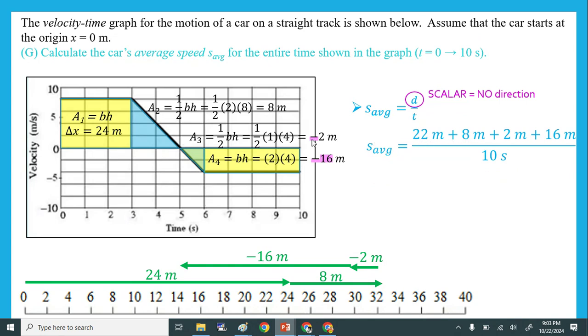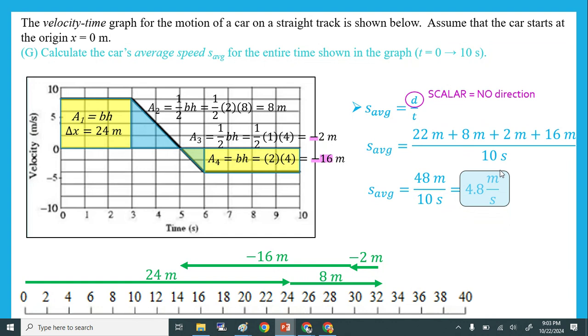Why I highlight the negative sign here for -2, that is your displacement. But distance, we don't really care for the direction. We just count every single step that you take. So it'd be 22 plus 8 plus another 2. And then why this is -16, we're just going to add 16 steps because it's distance. Add another 16 divided by 10 seconds because from 0 to 10 is 10 seconds. So if you do all that, you should get 48 meters divided by 10 seconds. So the answer is going to be 4.8 meters per second.